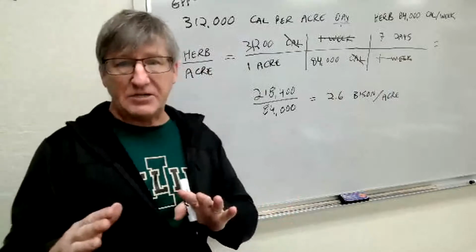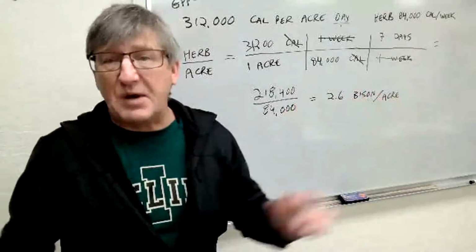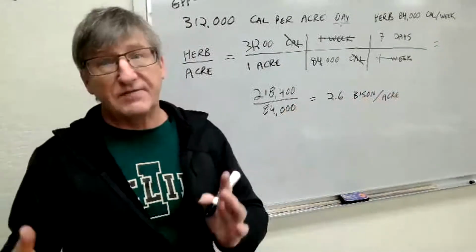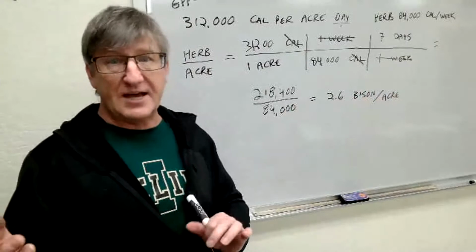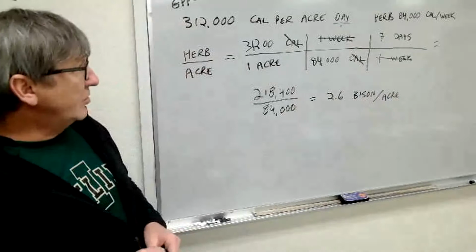If you don't like the idea of thinking about 2.6 bison, then double it, and basically it's 5 bison in 2 acres. An acre is about the size of a football field if you want to try to visualize that. Okay? So that's how you would do those.